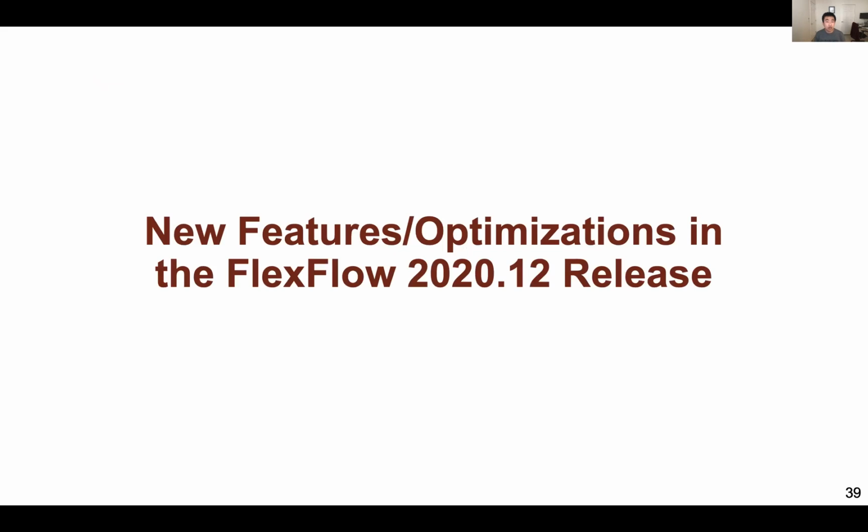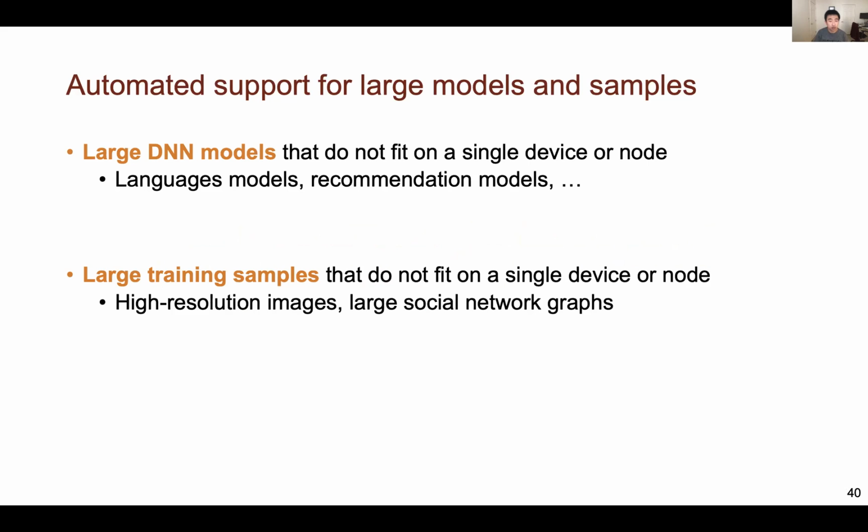Okay, so for the last part of my talk, I will briefly describe the new features and optimizations that will be available in the upcoming FlexFlow December release. The first feature is our automated support for large models and training samples. In the new stable version of FlexFlow, we can directly support large DLRM models that do not fit on a single device or even on a single compute node.